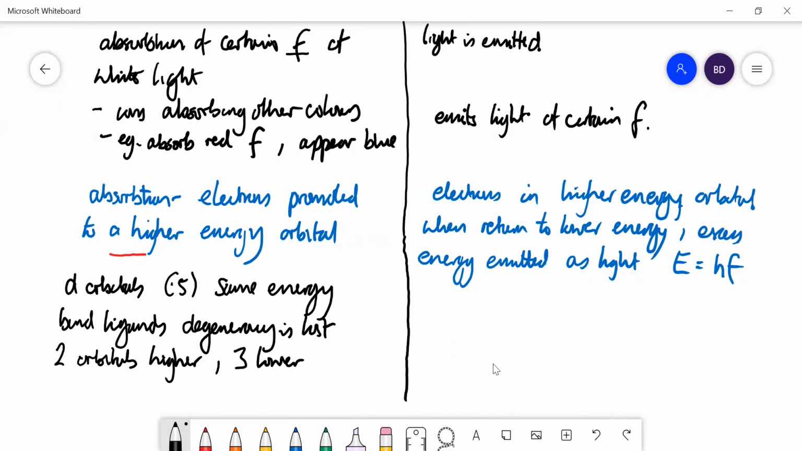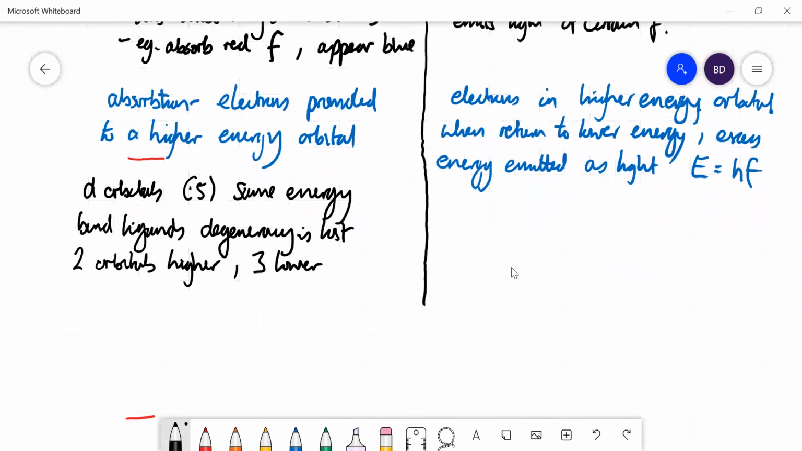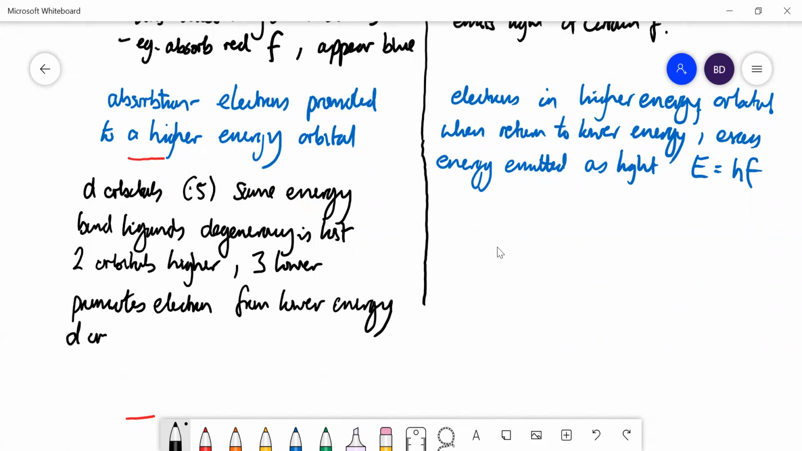The light that is being absorbed promotes an electron from a lower d energy orbital to a higher one. So I think that will probably be enough for that question.